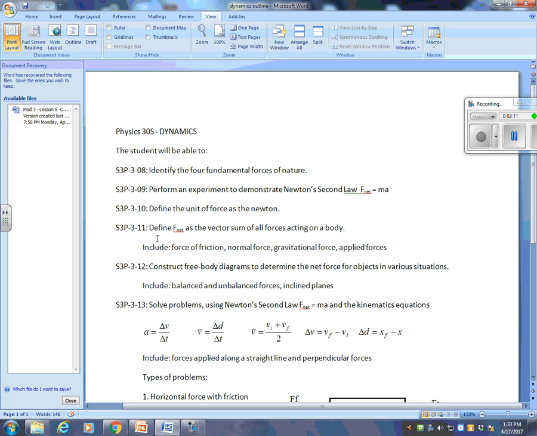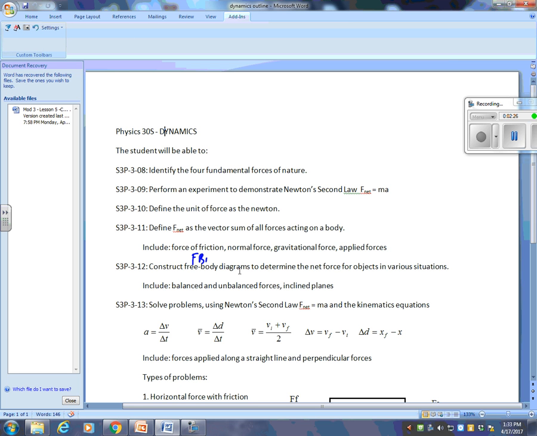You should define FNet as the vector sum of all forces acting on a body, and you will include the force of friction, the normal force, the gravitational force, and applied forces. And I'll teach you all this, obviously. You will construct free body diagrams, which are commonly known as FBDs, to determine the net force for objects in various situations, including balanced and unbalanced forces and inclined planes. Inclined planes are fancy words for ramps.